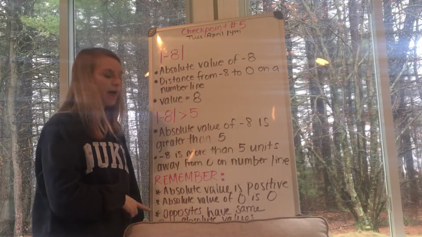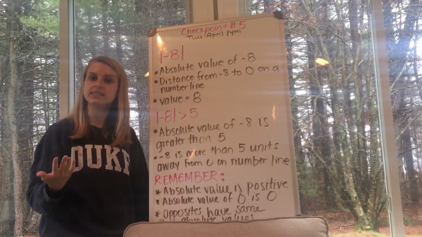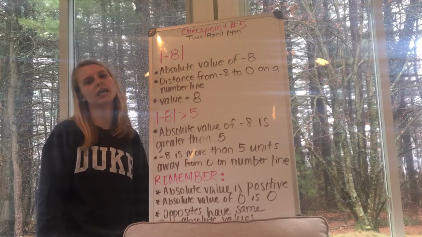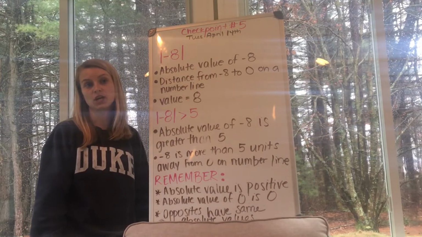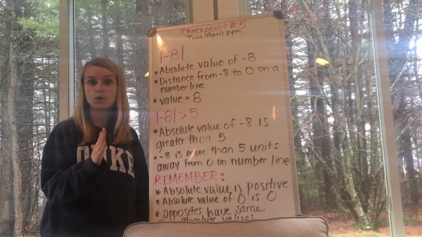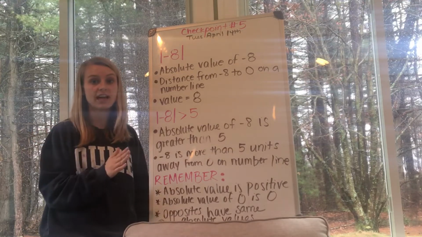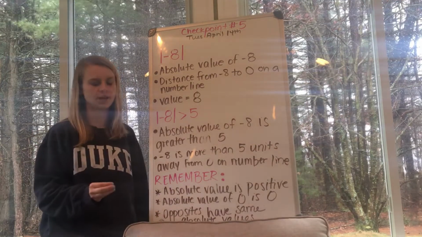Second, the absolute value of 0 is 0. And that makes sense because we're talking about the distance away from 0. So if we're right at 0, we're not any units to the right or to the left. So the absolute value will be 0.